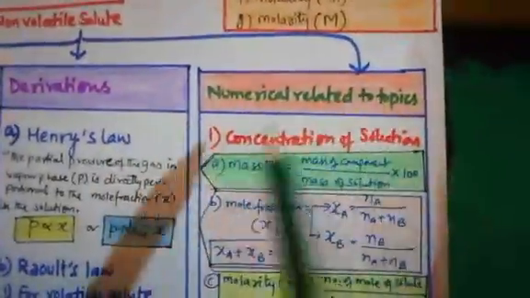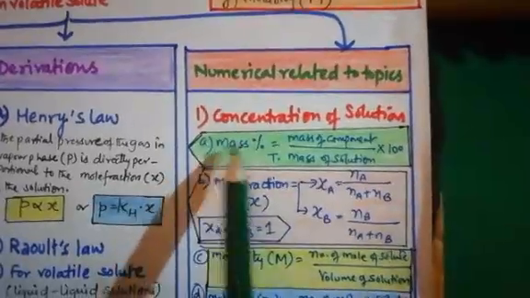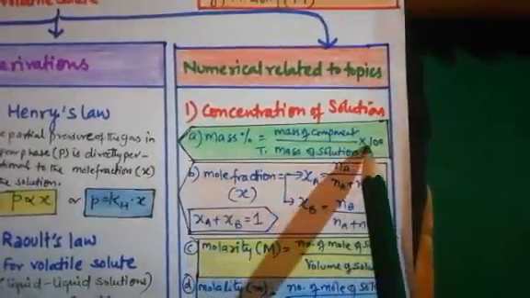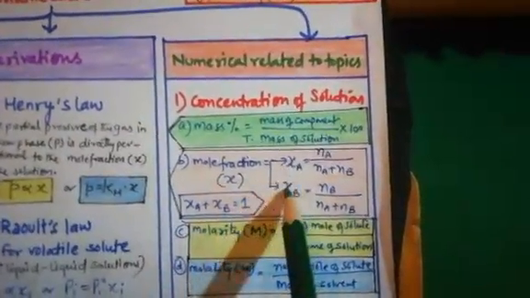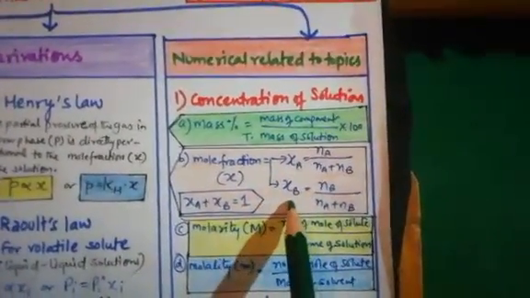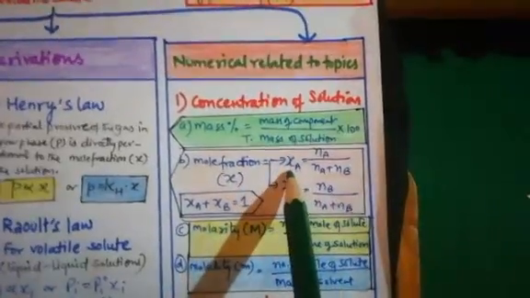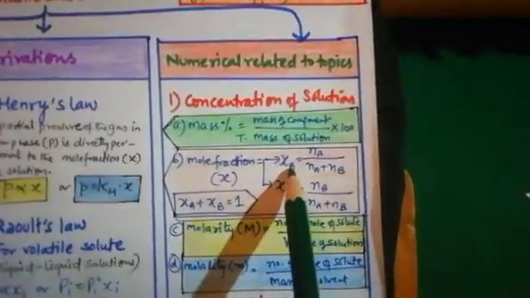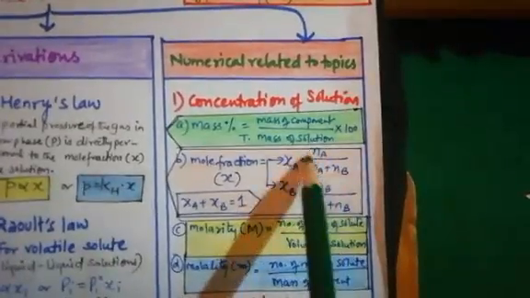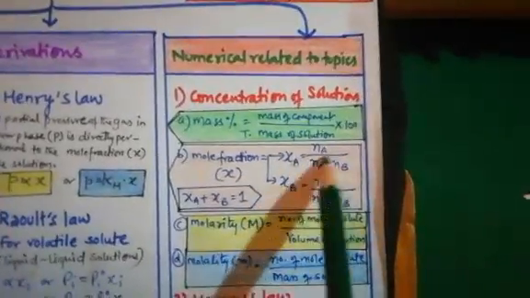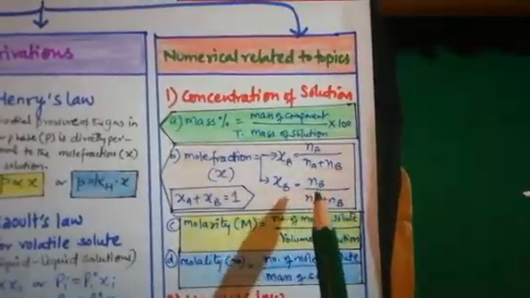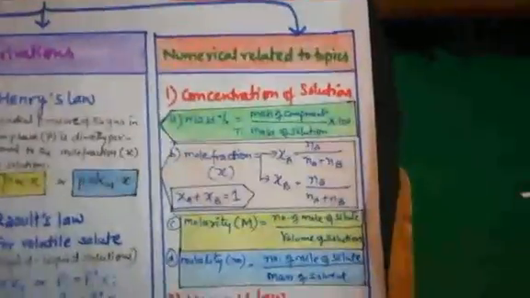So numerical related topics: concentration of solution, mass percentage, which is mass of component upon total mass of solution into 100, mole fraction X, XA, XB. XA is the mole fraction of solvent, XB is the mole fraction of solute. If the question asks to find the mole fraction of solvent, the formula you need to write is mole of solvent upon total mole of solution. If it is asked for the solute, then mole of solute upon total mole of solution.